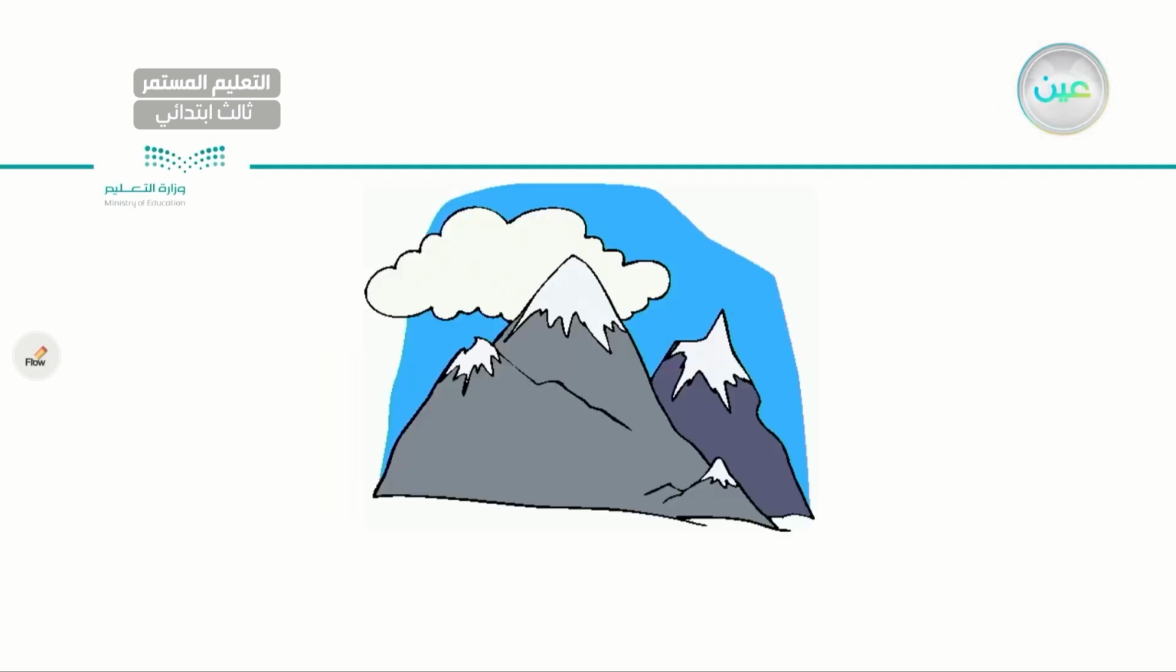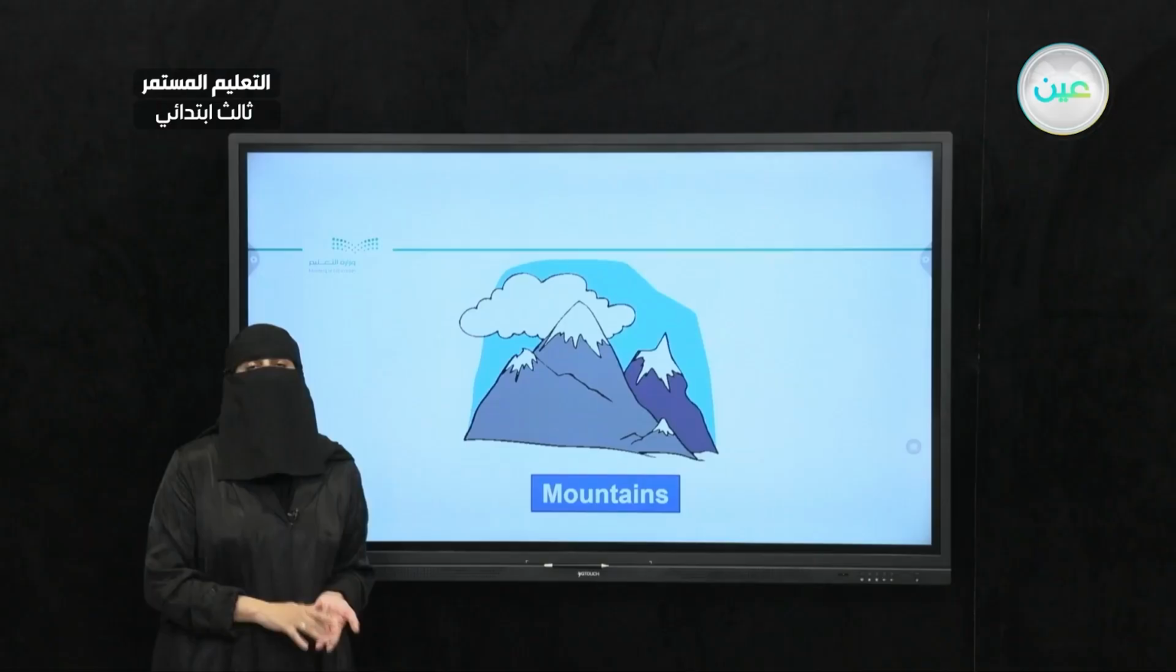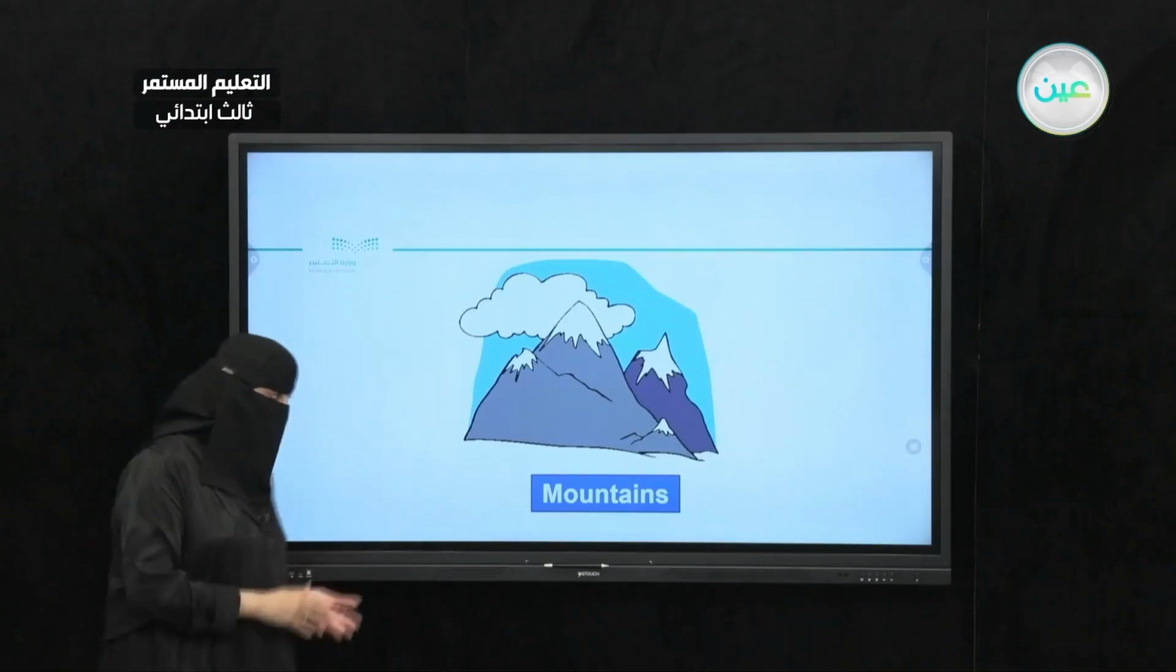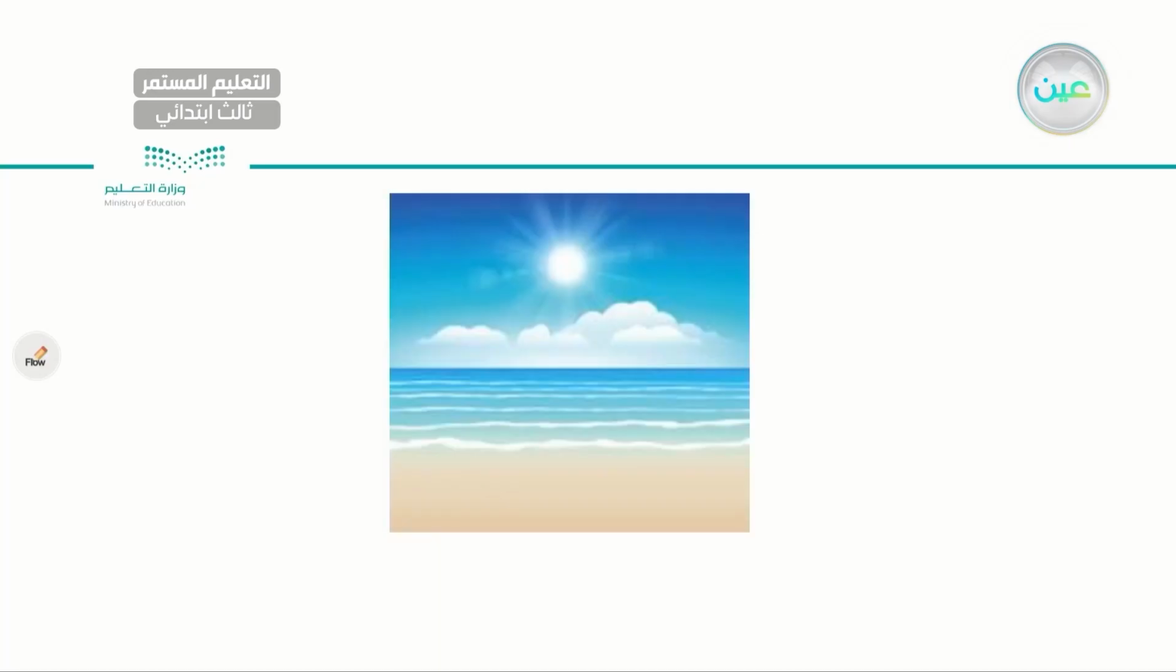Now, how about these? As you can see, they are huge. They are big. Here I have some mountains. Do we have mountains in Saudi Arabia? Yes, we do. We have mountains in Asir. So let's say the words again. Mountains. So far we have city, village, desert, valley, and mountains.